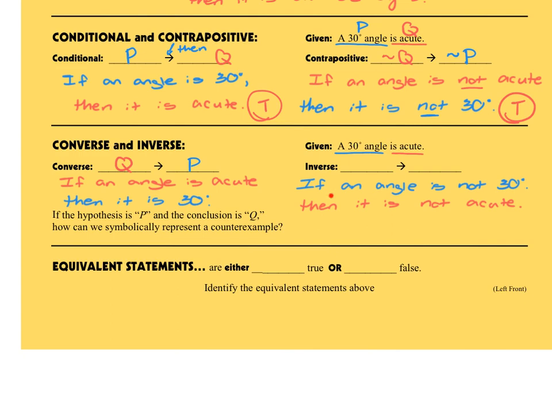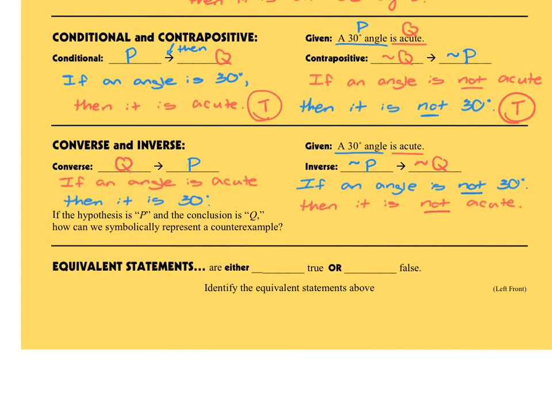For the inverse, I'm going to still start with the blue and end with the red, so my order stays the same. But if I look at these more closely, what I can see is I'm saying now, not if an angle is acute, but if an angle is not 30 degrees, if it is not 30, then I'm going to say that then the angle is not acute. So this one, I'm doing the negations.